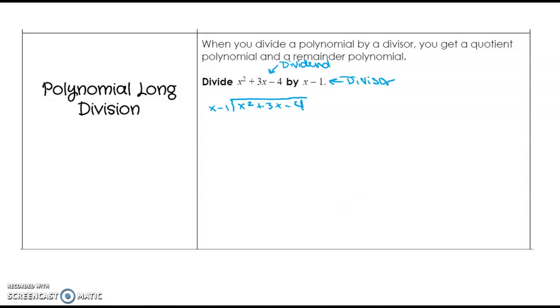As we're going through, make sure that you go back and check your work because there's a lot of room for mistakes here, and it's easy to make a mistake. Now I want to see how many times x goes into x squared. In other words, what can I multiply x by to get x squared? The answer is just x. So x times x gives me x squared, and then I need to multiply x times negative 1, which will give me negative 1x.